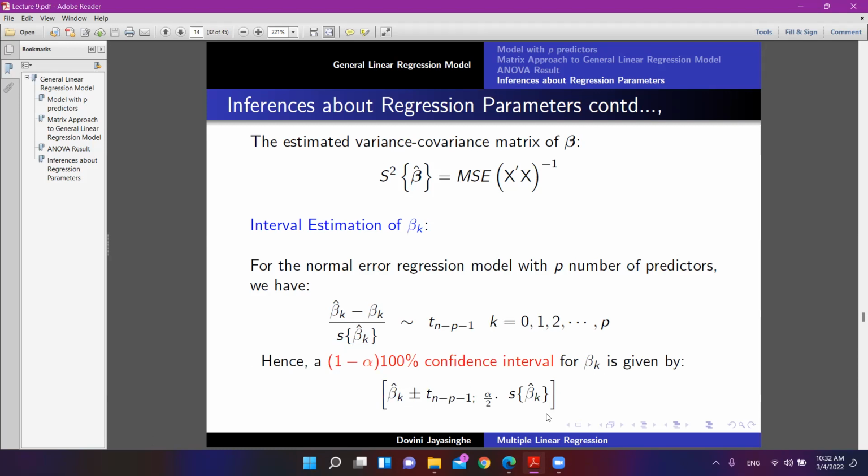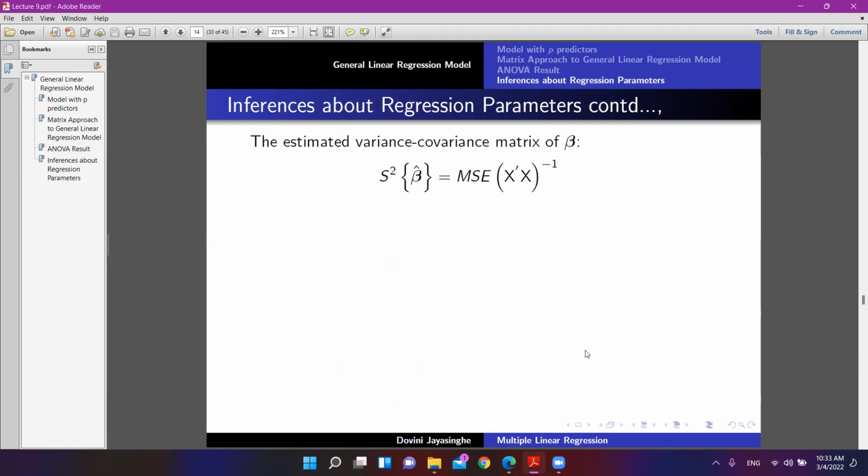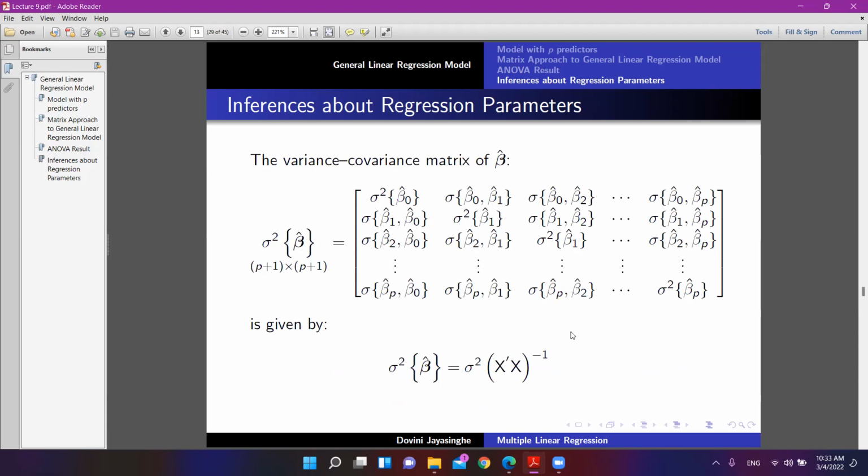This is an interval, right? So when you have p number of predictors, you can have p plus 1 number of intervals. For beta naught, you can have one interval. For beta 1, you can have another interval. Likewise, from beta naught to beta p, you can have p plus 1 number of intervals. So you should know how to extract information out of this.